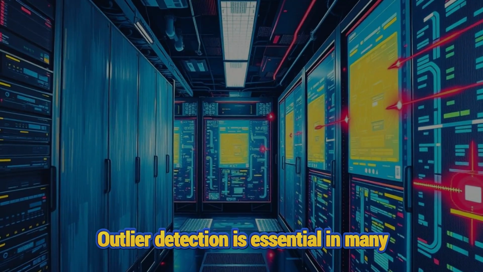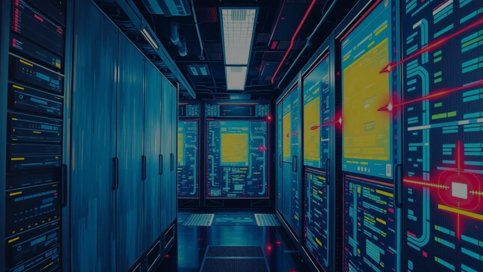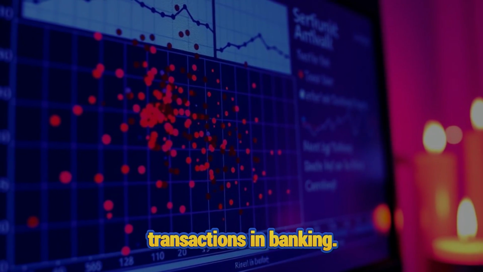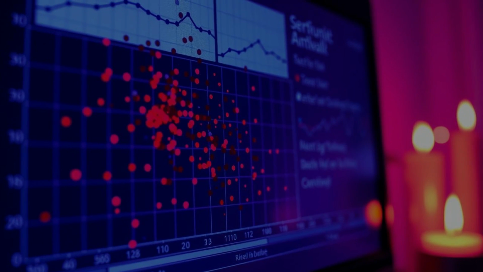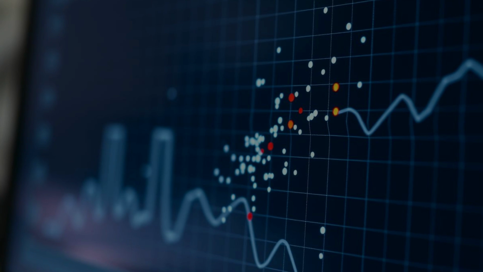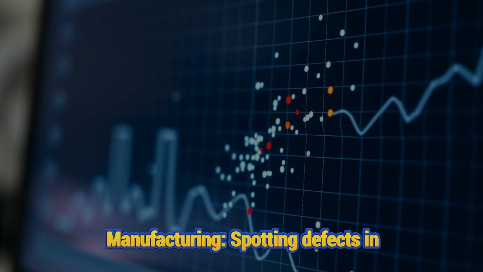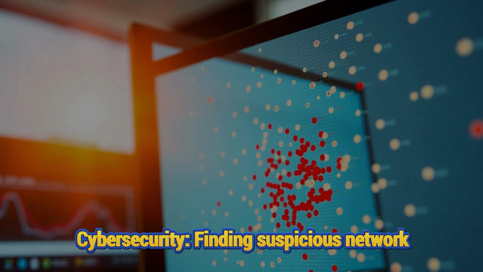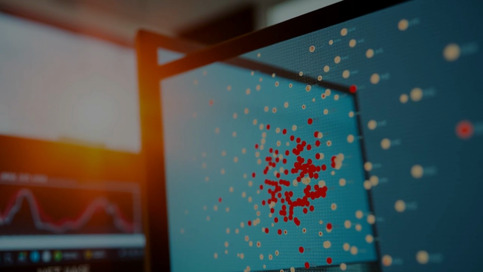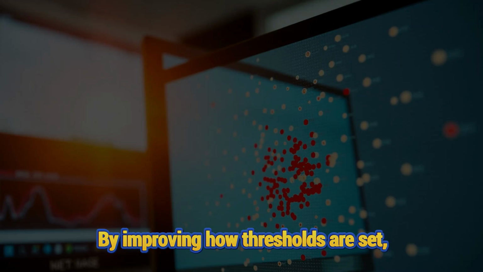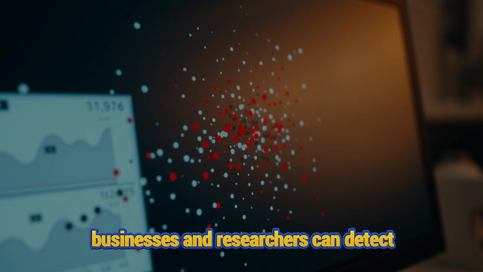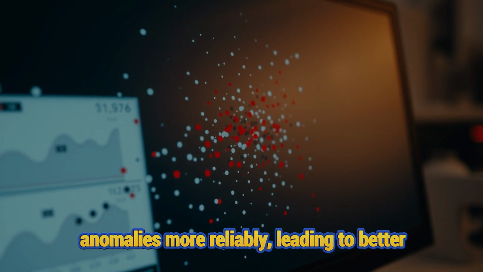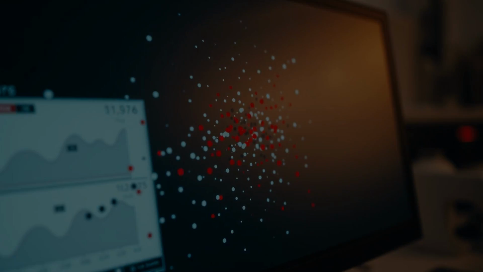Why this matters? Outlier detection is essential in many industries. Fraud detection: identifying unusual transactions in banking. Healthcare: detecting abnormal test results that may indicate disease. Manufacturing: spotting defects in production lines. Cybersecurity: finding suspicious network activity. By improving how thresholds are set, businesses and researchers can detect anomalies more reliably, leading to better decision-making.